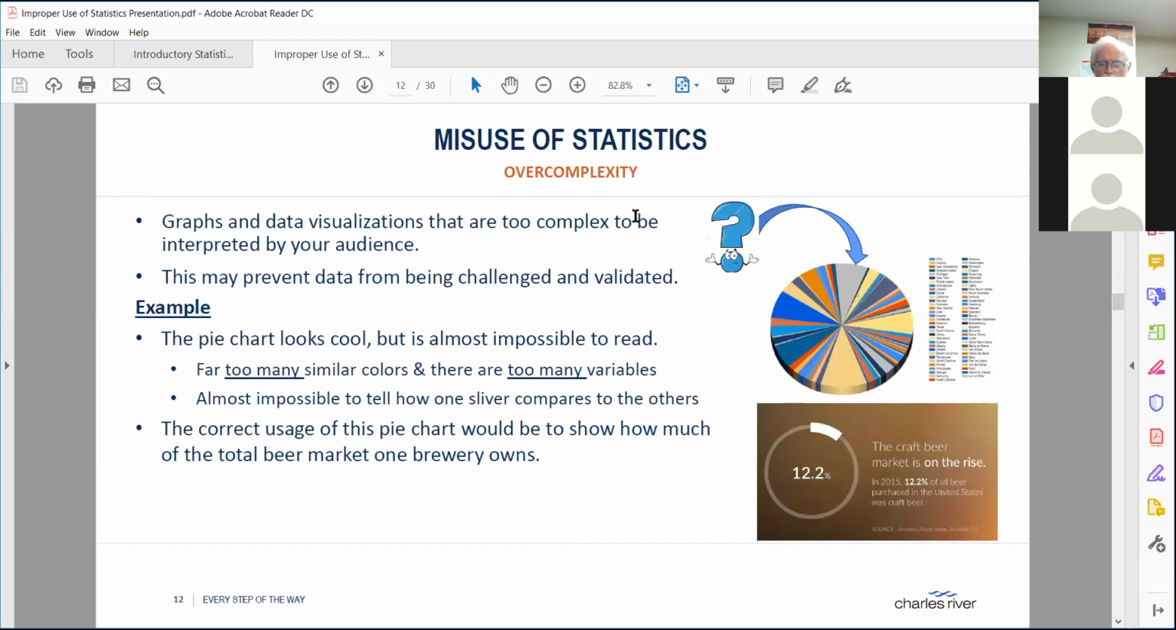Graphs, look at this pie chart. This is utterly useless. In fact, I think this is having to do with the portion of the market that any one brewery owns. And of course, this is beside the fact that it's not arranged in ascending or descending order. It's just there are too many colors and too many things. This is utterly useless as a graph.